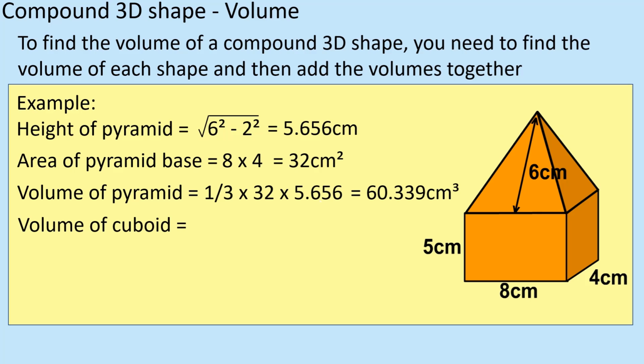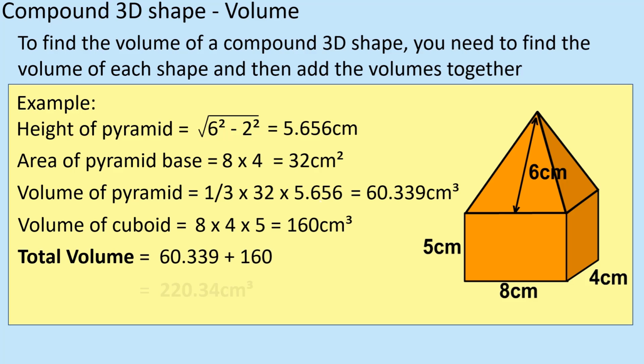Well, the volume of the cuboid is much more straightforward. It's 5 times 8 times 4, which is going to give me 160, and of course the total volume is the two combined together, which would be 220.34 centimeters cubed. So I think the hardest part of this one was that top bit, but ultimately if you've got a compound 3D shape and need the volume, then you need to be able to work out the volume of any 3D shape, no matter how hard it can be.